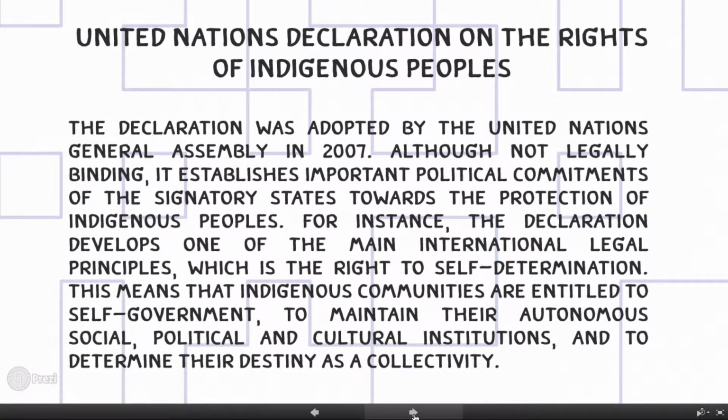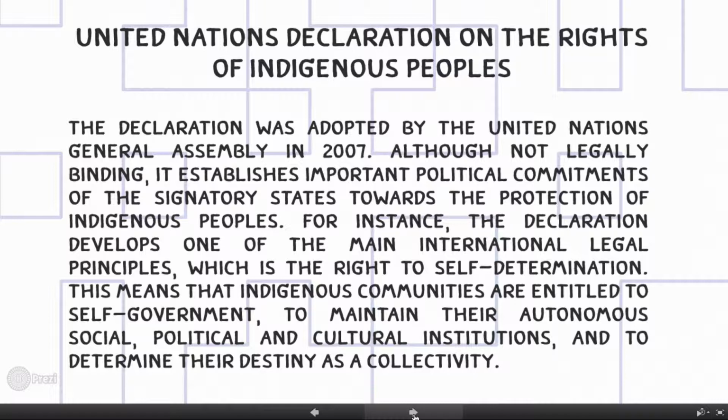Second, the United Nations Declaration on the Rights of Indigenous Peoples was adopted by the UN in 2007. Although not legally binding, it establishes important political commitments of the signatory states towards the protection of indigenous peoples. For instance, the declaration develops one of the main international legal principles, which is the right to self-determination.